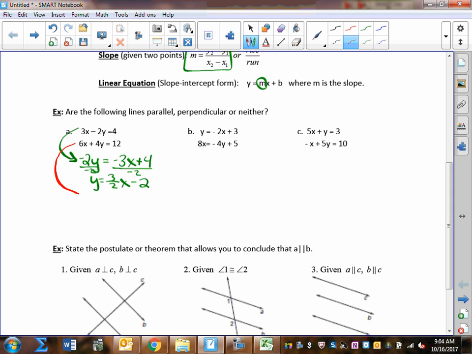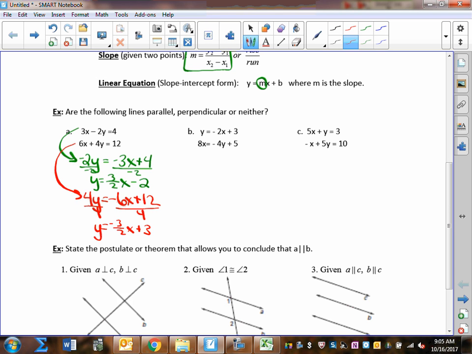Now if I do my equation for this one, again subtract my 6x, I get 4y equals negative 6x plus 12. Divide by 4, y equals 6 over 4, which reduces to 3 halves, so negative 3 halves x, and 12 divided by 4 is 3.